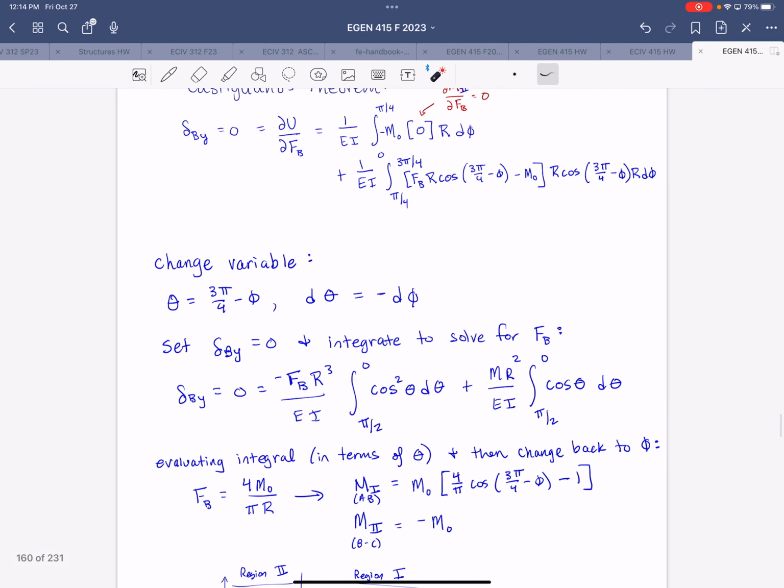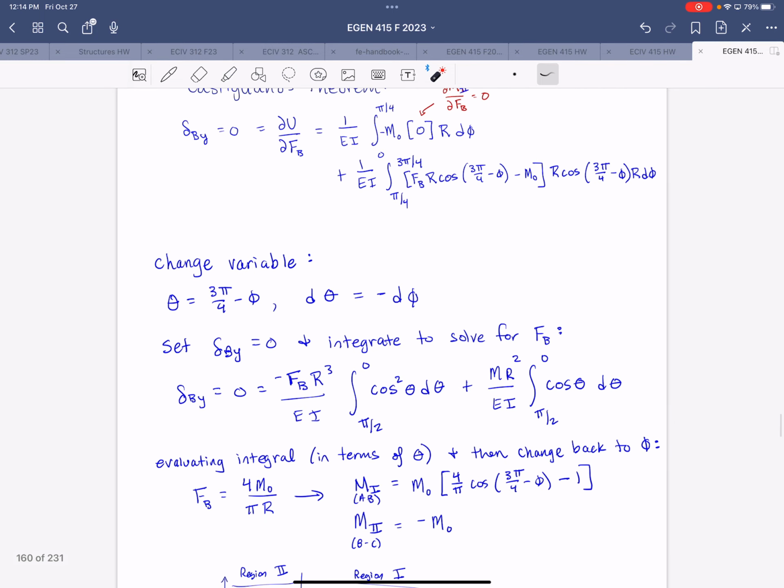Going through that, I set it up in terms of phi and then went through the variable change here for convenience. When you do that variable change, you just have to remember to also account for how that affects the d phi to d theta relationship. So in this case, it's just a negative sign that gets introduced.